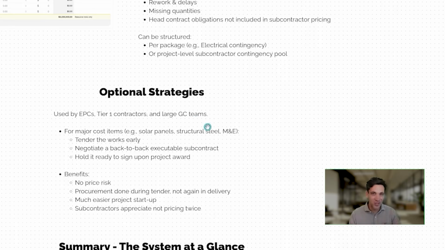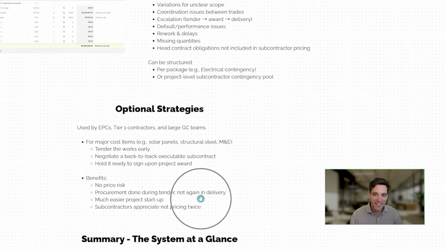So there's zero escalation risk, there's zero scope gap risk. Well, I actually shouldn't say that. There's not zero scope gap risk, because they might not have done the procurement properly at tender, but basically the price that they've done their procurement at tender with is the same as what they're going to use in project execution.